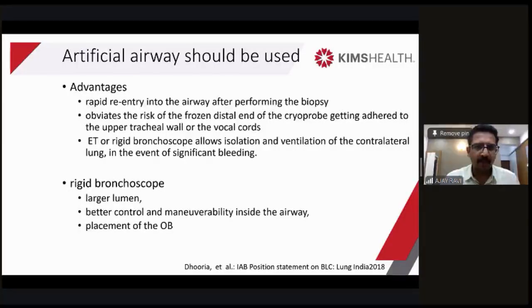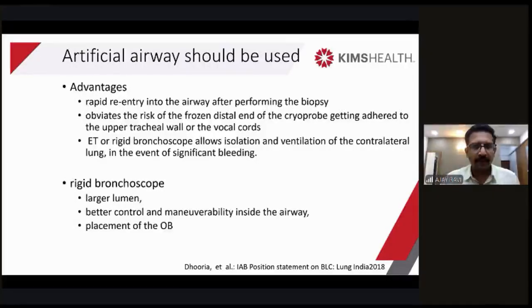So we are coming out with the scope. You need an airway so that rapid entry and re-entry is possible, and so that the tracheal wall or other places will not get damaged by the cryoprobe. Also, if there is significant bleeding and the airway is there, you can use multiple things like a Fogarty through the airway.